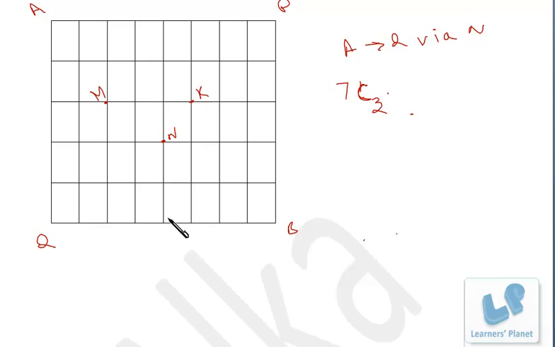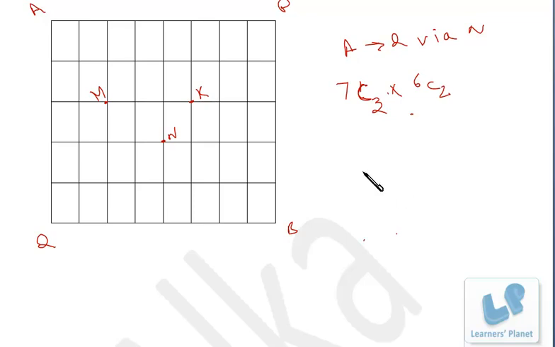So 1, 2, 2 vertical steps, 1, 2, 3, 4, 4 horizontal steps. So that's 6C2. 6C2 or 6C4, the value will remain the same, that you must be knowing, right? So these are the total number of possible shortest ways from A to Q via N. Okay.